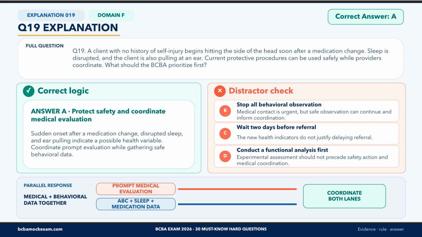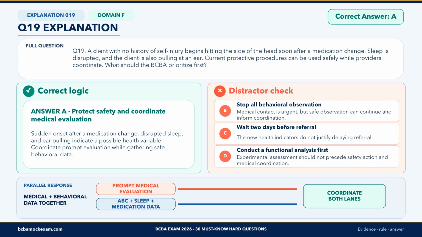Sudden onset, medication change, sleep disruption, and ear pulling indicate a possible medical variable and immediate safety concern. The BCBA should protect the client, facilitate prompt medical evaluation, and gather relevant behavioral information in parallel. Neither assessment lane should unnecessarily delay the other. The parallel response diagram keeps medical evaluation and behavioral data collection moving together.